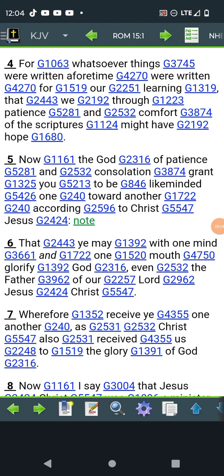This is Romans chapter 15, verse 4. For whatsoever things were written aforetime were written for our learning, that we through patience and comfort of the scriptures might have hope. And we do have hope.